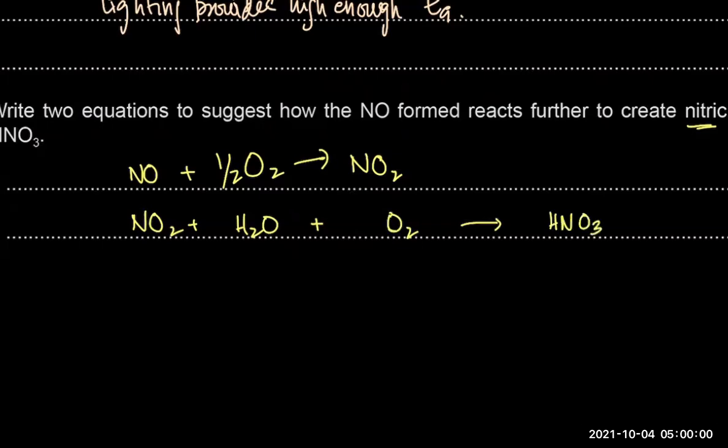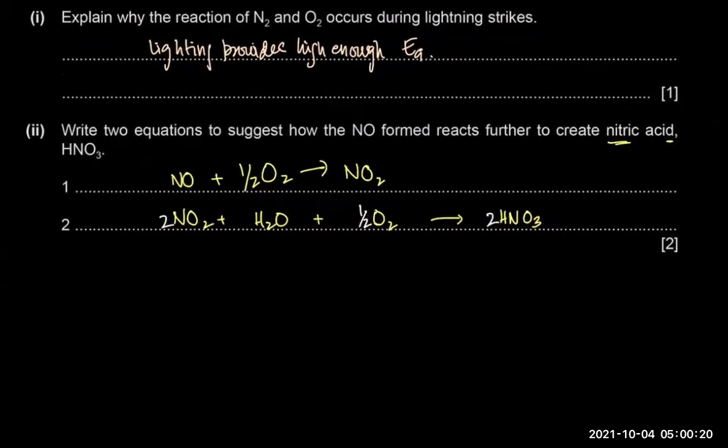Now let's balance this, right? We have two of these, because we have two hydrogens. We're going to have two NO2. And then how many oxygens will we have? 4 plus 5, here 6. So we're going to have half. So that's the balanced equation. If you guys want to write this down, write down this equation. This equation is for the formation of nitric acid.